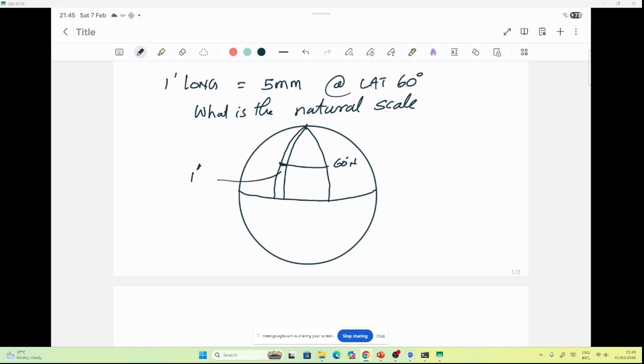Right? And if I draw the Mercator chart at 60 degrees, let's say this is 60 degrees and this is the Mercator chart. So in the Mercator chart, this 1 minute is shown as this. This is 1 minute, which is equal to 5 millimeters. Are we clear?